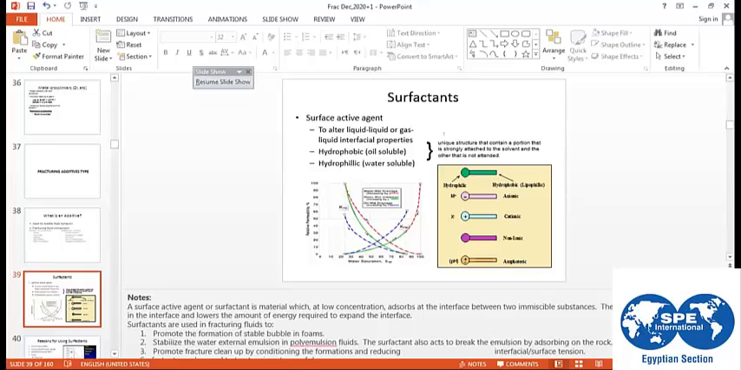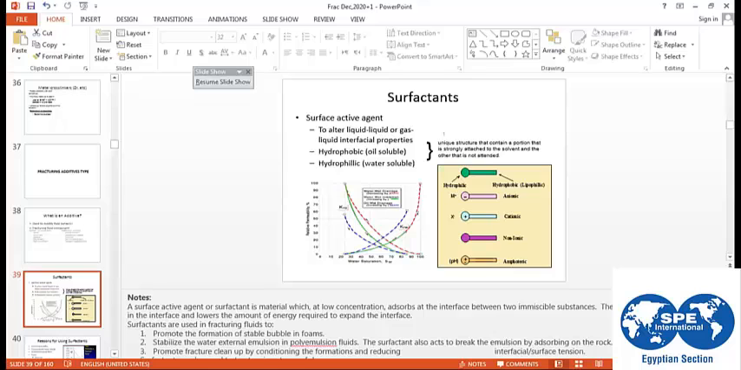Also, the viscosity of the frac fluid itself. As you guarantee high carrying capacity and high viscosity for the frac fluid, you will guarantee better distribution for the proppant inside the fracture. Okay, thank you so much.